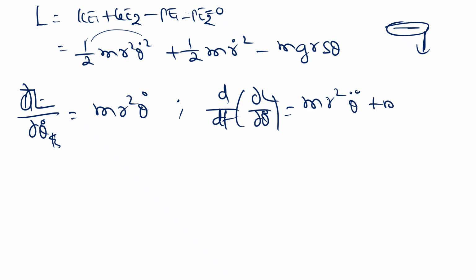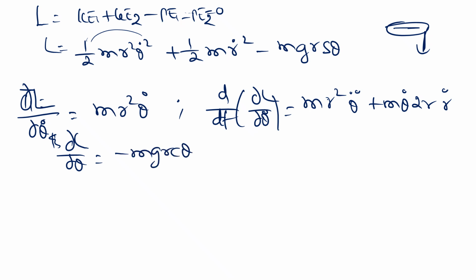In the next case, you have to keep this separate, then this r square will be 2r and then r dot. Okay, so this is your first term, and the second term is dou L by dou theta. So here in the L, here no theta, here also no theta, but you have theta over here, so it is minus mg r cos theta.